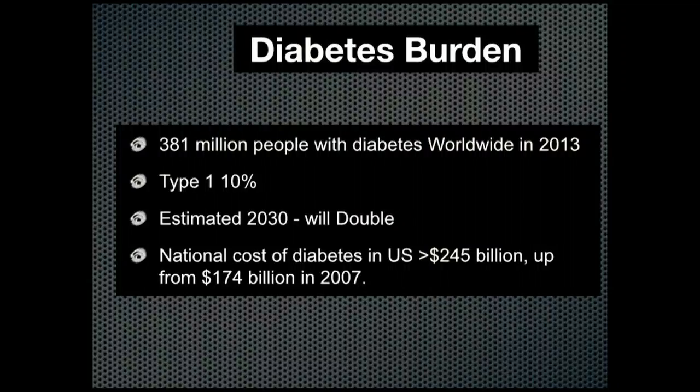So diabetes is a very common condition. There are about 381 million people with diabetes in the world today, based on the world estimates from the Diabetes Federation, 2013. Type 1 diabetes represents about 10% of the world population. By 2030, this population with type 1 and type 2 diabetes will double. So it's going to be a huge, huge health burden for the future.